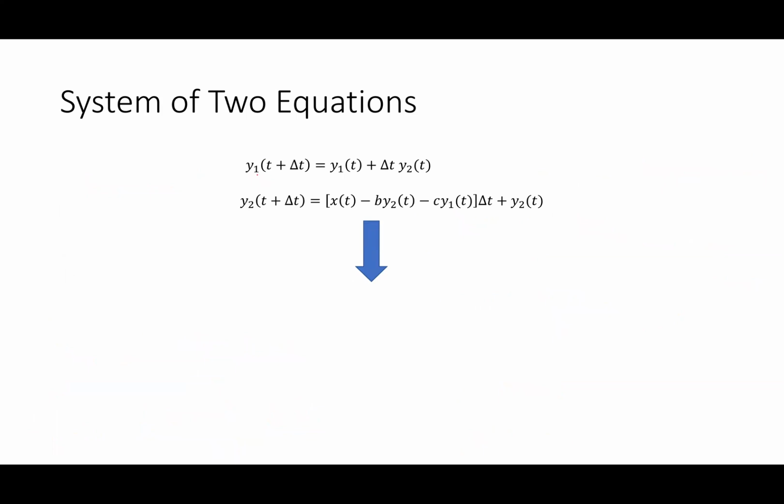So what this is saying is, y1 of t plus delta t is equal to y1 of t plus delta t times y2 of t. What the heck does that say in words? When I said t plus delta t, what did I say was true about that?